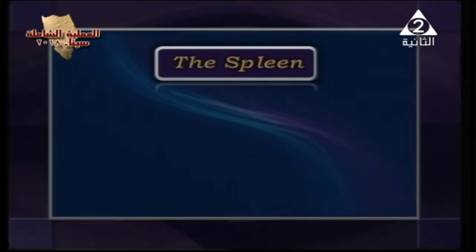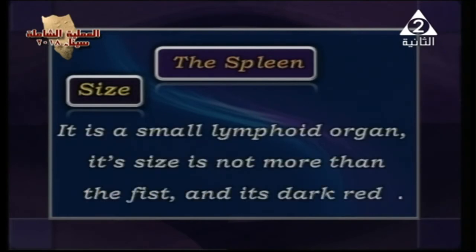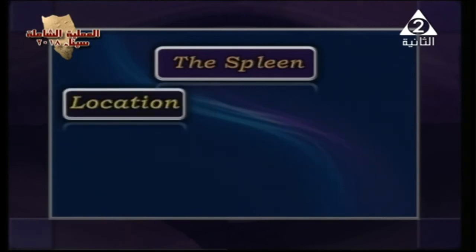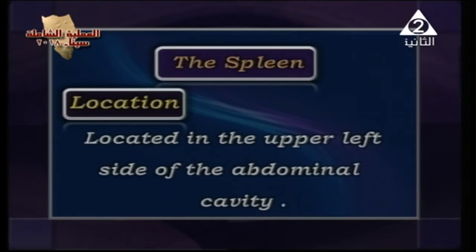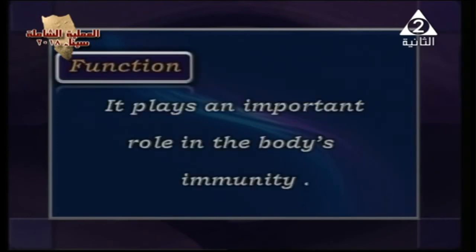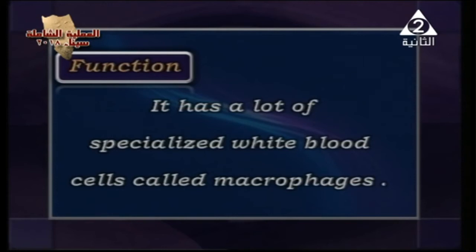After that, we have the spleen. It is a small lymphoid organ. Its size isn't more than about your fist, and it's a dark red. Where is it located? It is located in the upper left side of the abdominal cavity. But what about the function of this spleen? It plays an important role in the body's immunity. So it has a lot of specialized white blood cells. They are called macrophages. Remember that.